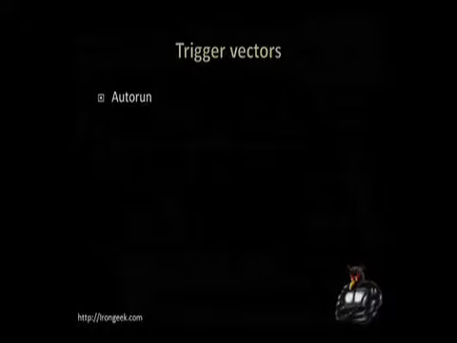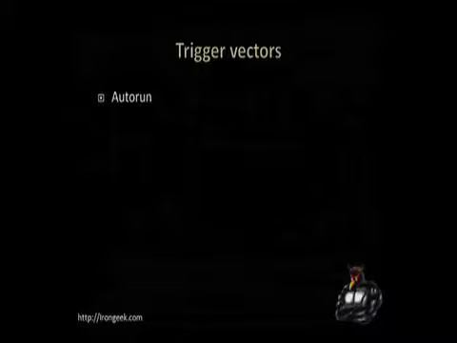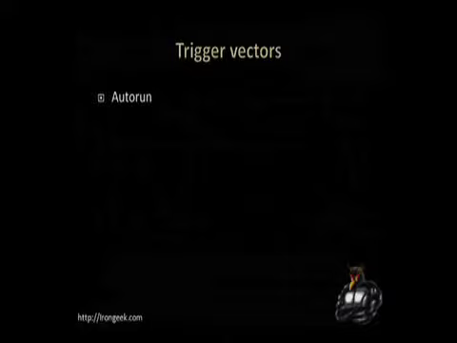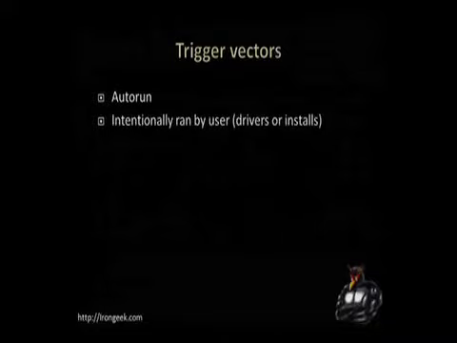Alright, the way these things are triggered is either via auto run. Everybody's seen that little auto run INF on a CD-ROM. Well, some other types of removable devices can also have that. So that's one way these particular devices can be triggered and told to run a piece of software off the device. Also, it could be intentionally run by a user.